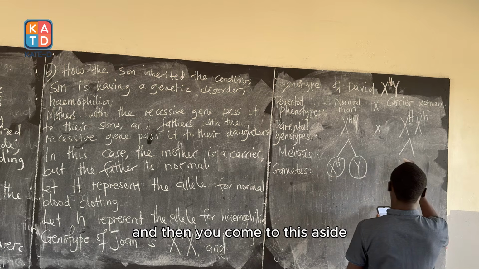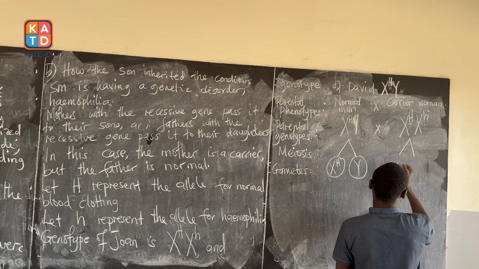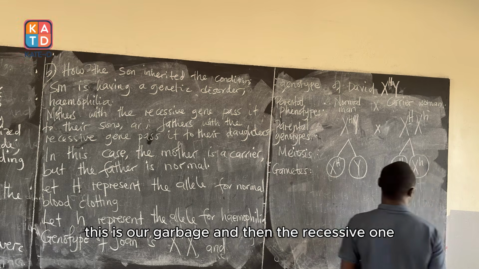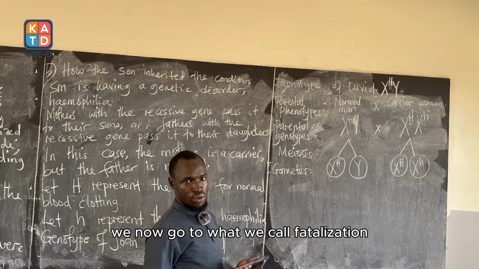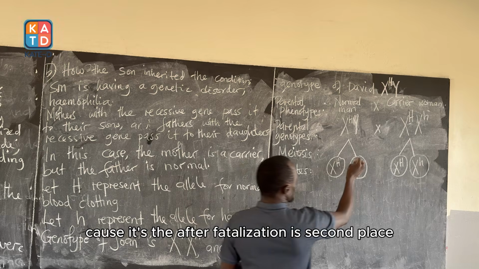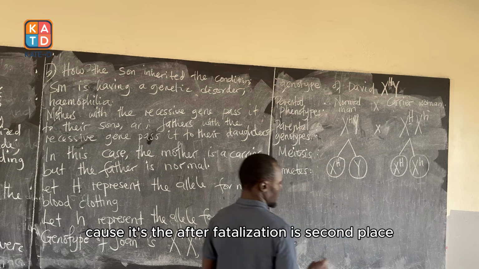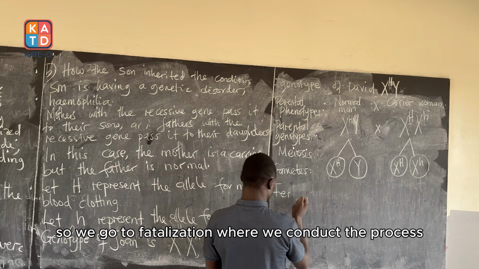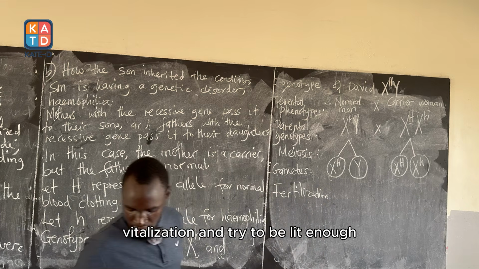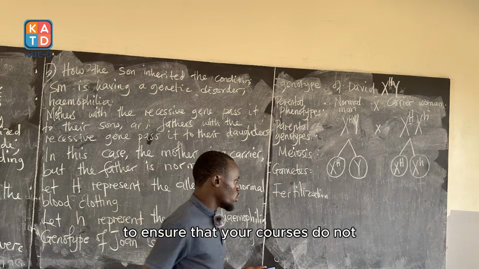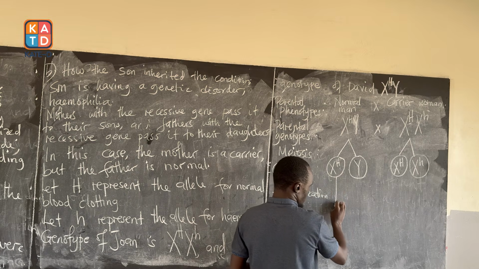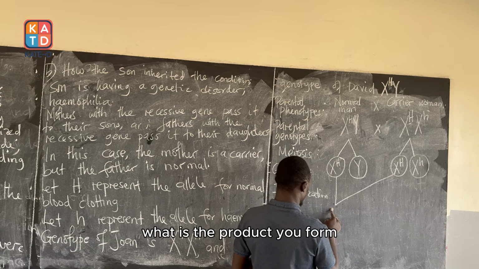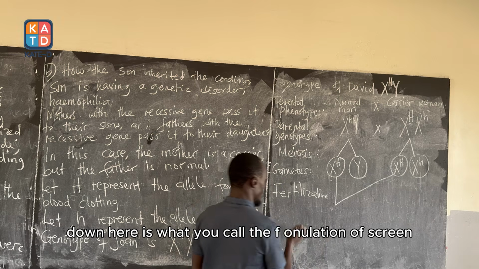And then you come to this other side. This is our gamete, and then the recessive one. Having formed those gametes, we now go to what we call fertilization, because it's after fertilization has taken place that you form the offspring. So we go to fertilization, where we conduct the process. Try to be neat enough to ensure that your process does not give you something different. For each cross you make sure that you first list what is the product you form. And what you're forming down here is what we call the F1 generation or offspring.